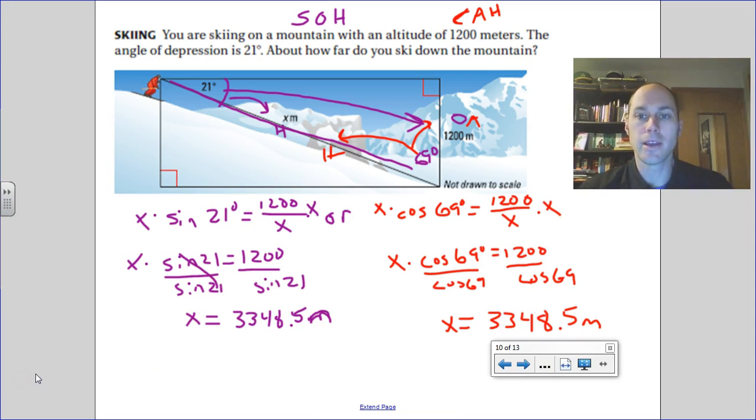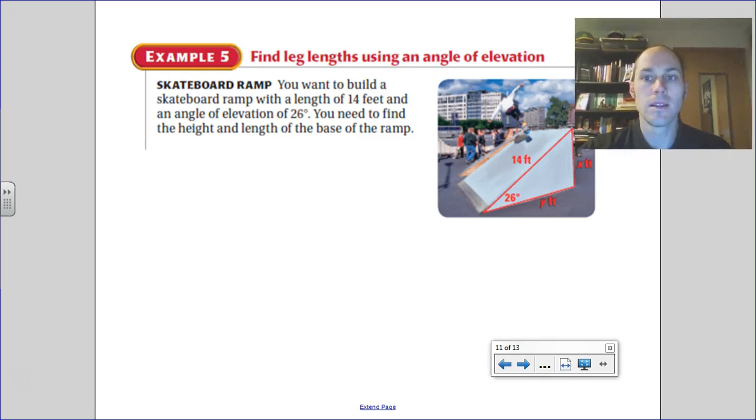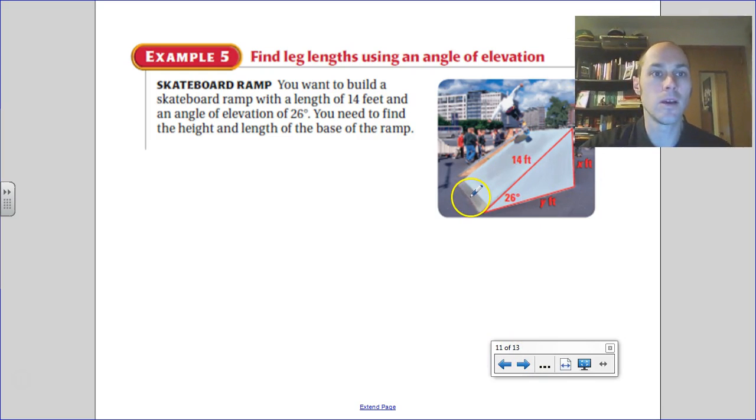So as you can see, either way you have to solve it. We've got to multiply both sides by x and then divide by cosine of 69, or in this case by sine of 21. And then we get approximately 3,348.5 meters. Next case, we want to build a skateboard ramp with a length of 14 feet. Angle of elevation, that's going up from the ground, 26 degrees. We need to find the height and length of the base.